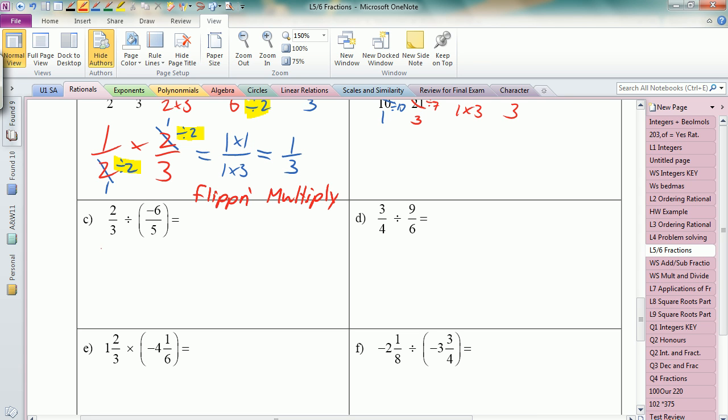And we don't flip the first fraction. That one always stays the same. You always flip the second fraction. So it's 6 and a 5. Where should I write the negative sign?